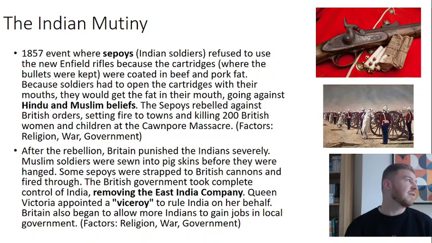And the British government felt that they could no longer trust the East India Company, so they took complete control of India after the Indian Rebellion. Queen Victoria appointed a viceroy, somebody who was going to rule India on her behalf, but Britain did start to allow more Indians to gain jobs in local government.